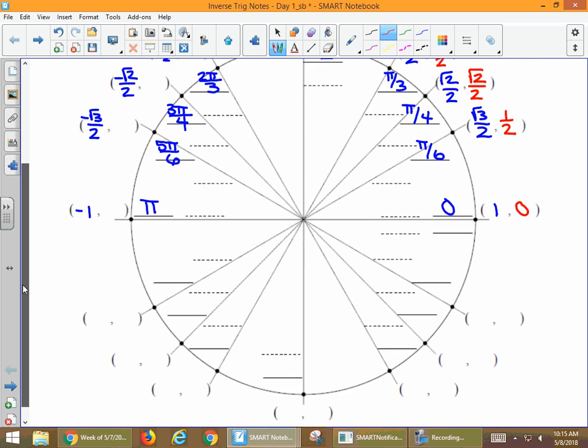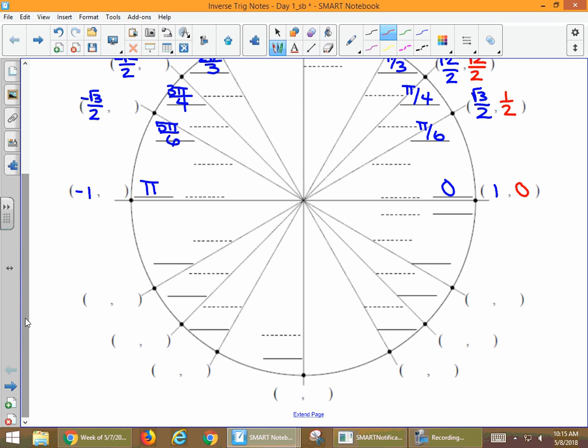The way that sine works with using quadrant 4 is that instead of using 7 pi over 4 and 11 pi over 6, we're going to use negative angles. So we're going to use the normal positive angles in quadrant 1. In quadrant 4, we're going to use negative pi over 6, negative pi over 4, negative pi over 3, and negative pi over 2.